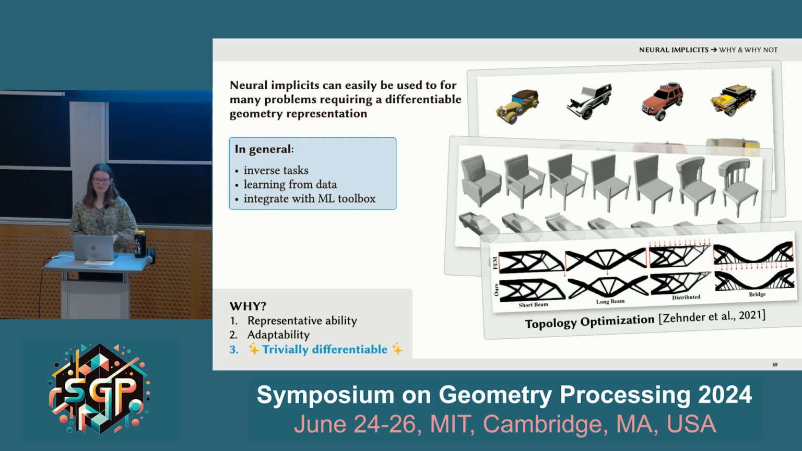At a general level, I would say neural implicits are really good for solving lots of different inverse tasks that involve learning from data, and they also naturally slot in really well with the ML toolbox. And I think these might seem like small advantages, but this is really what's made neural implicits such a powerful representation. They make it really easy to solve so many important problems.